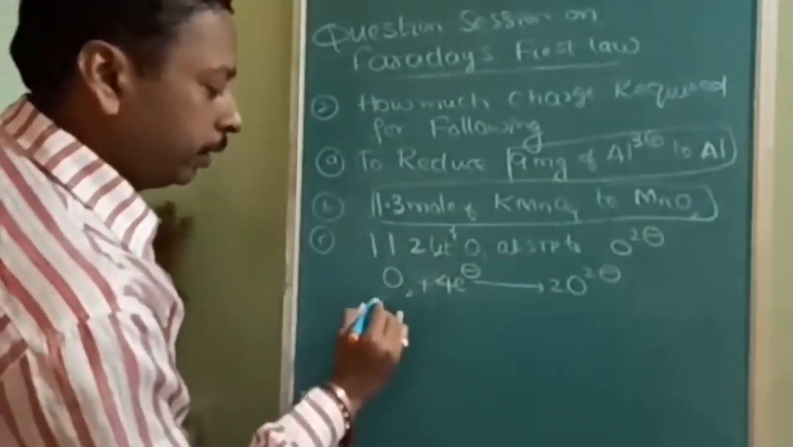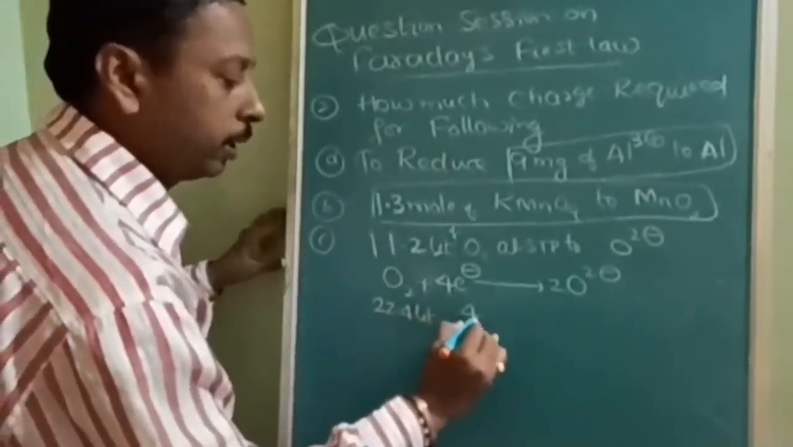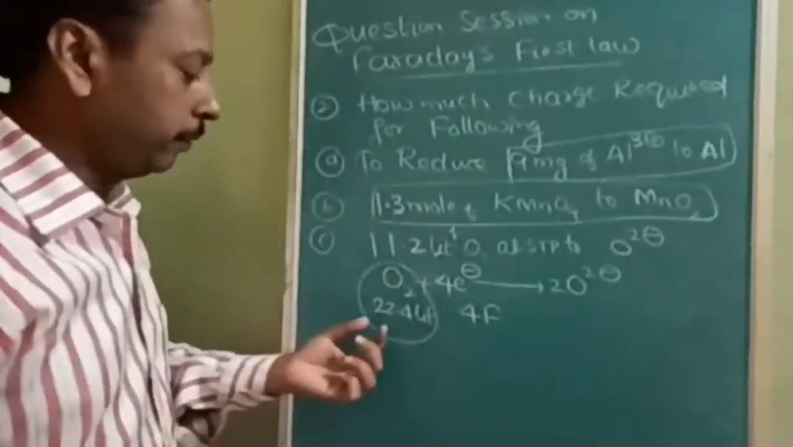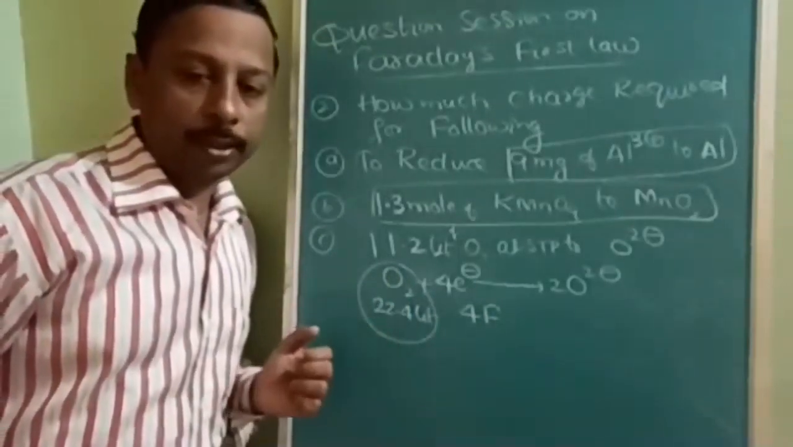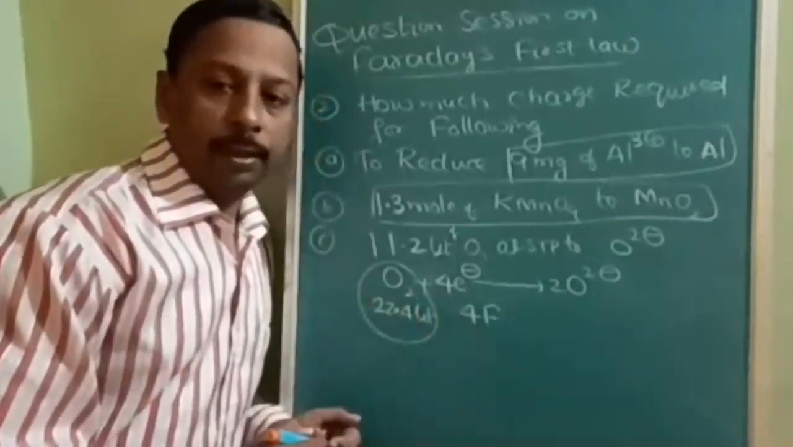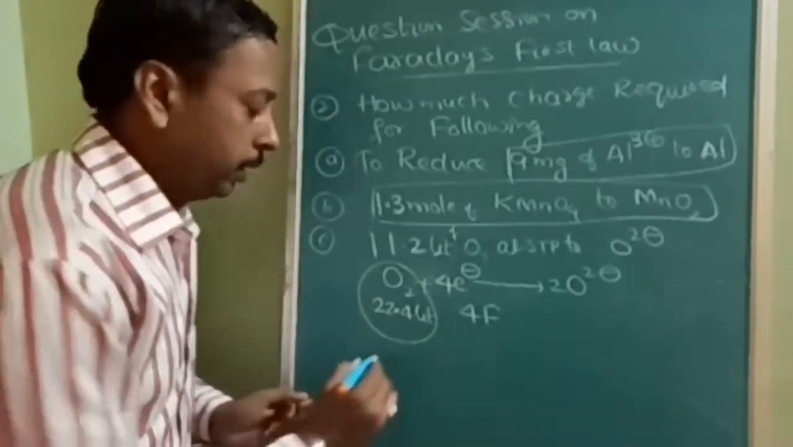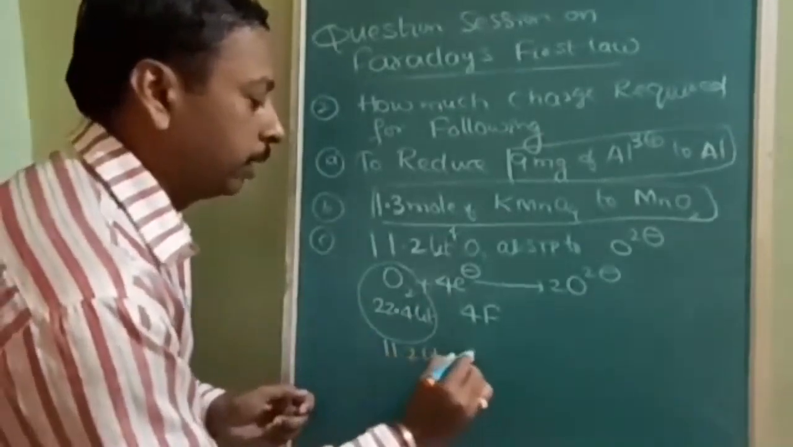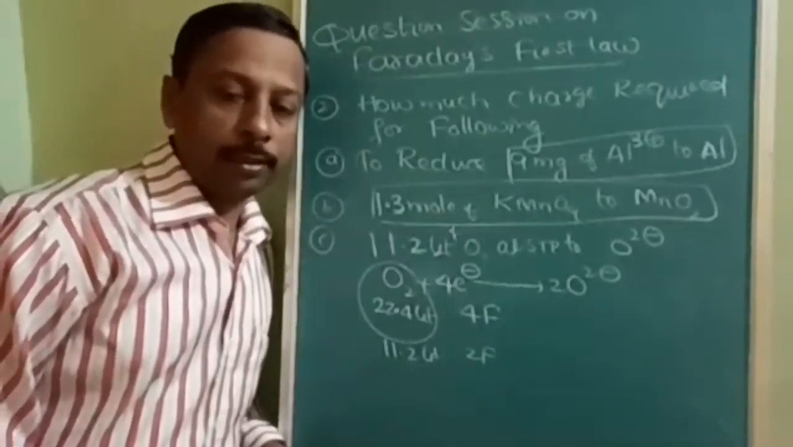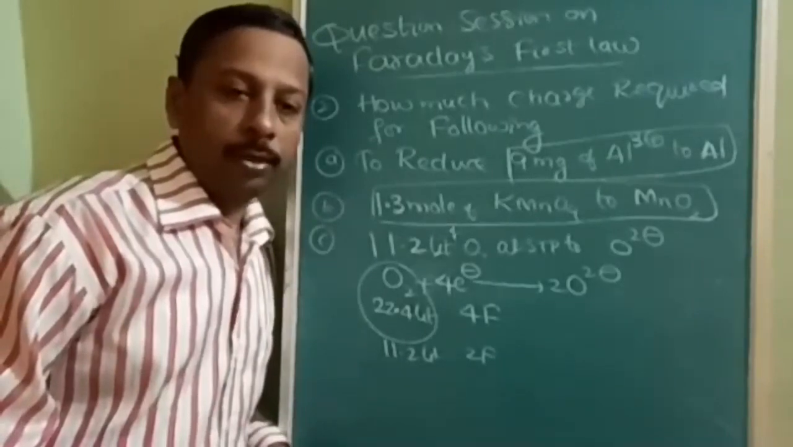So according to this, 22.4 liters requires 4 Faraday. Is it understood? This is 1 mole at STP, and 1 mole is equal to 22.4 liters. So 22.4 liters requires 4 Faraday. Any confusion? Then 11.2 liters requires 2 Faraday. What is the answer? 2 Faraday, or 2 into 96500 coulombs. Is it okay to all of you? Any doubt in this?